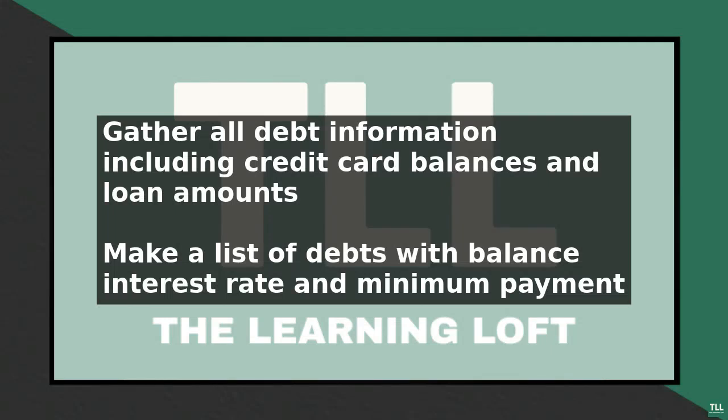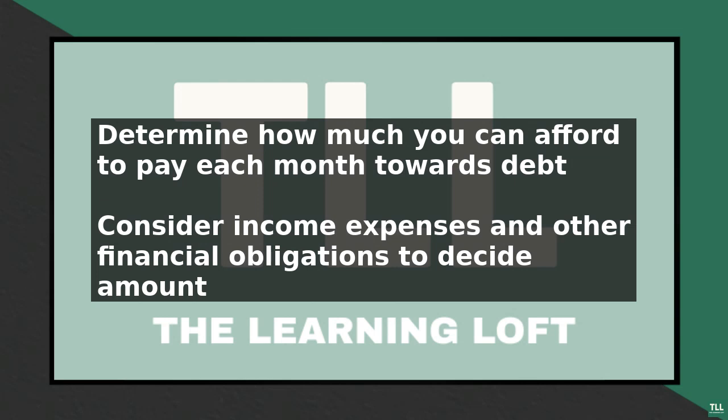To calculate Best Egg debt consolidation, start by gathering all your debt information, including credit card balances, loan amounts, and interest rates. Make a list of all your debts, including the balance, interest rate, and minimum payment for each. Next, determine how much you can afford to pay each month towards your debt. Consider your income, expenses, and other financial obligations to decide on a realistic amount.